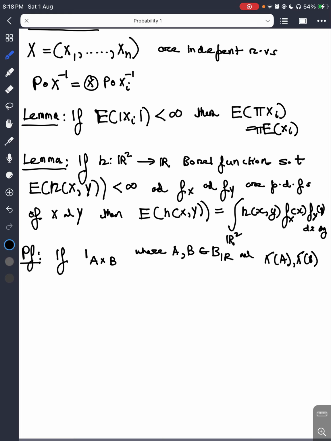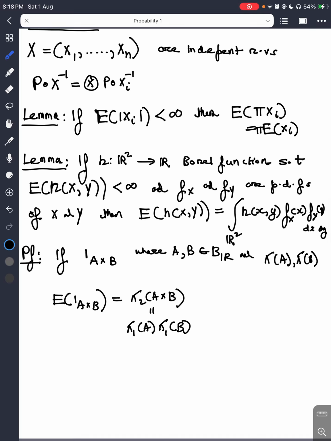So the first step is to prove the expectation of 1_{A×B}, which is nothing but lambda2(A×B). Using the right-hand side, we get lambda1(A) lambda1(B), and from properties of Lebesgue measure, we know that these two are equal. Then we can extend it from indicator functions to simple functions by linearity. Then by the monotone convergence theorem, we can extend it.